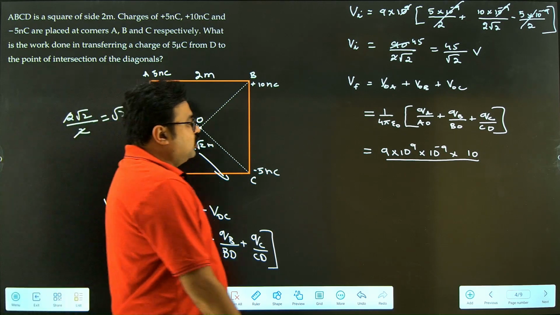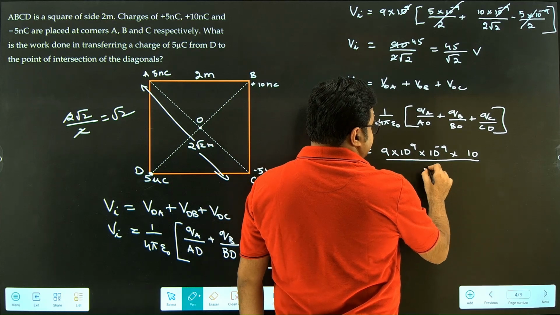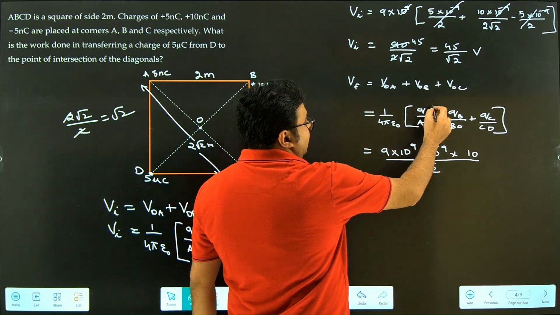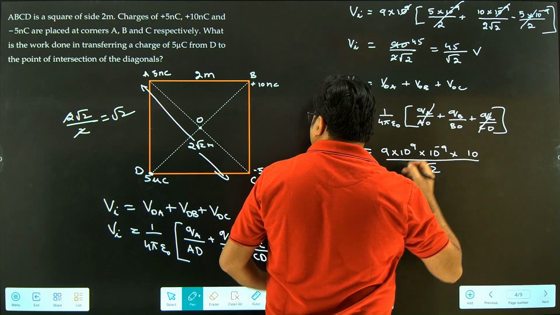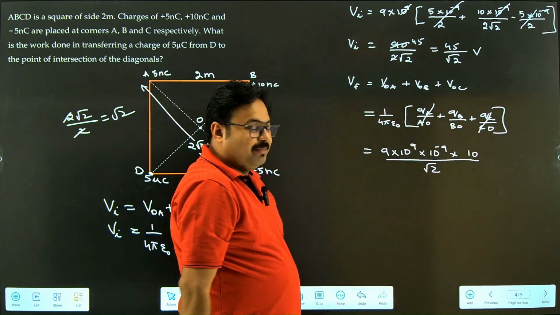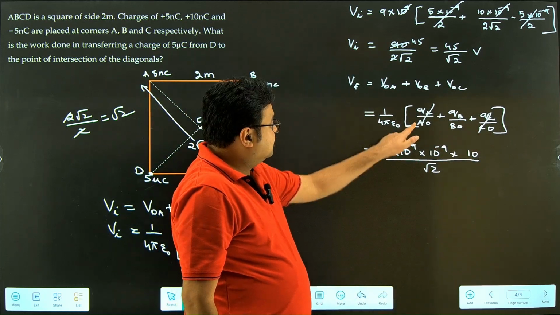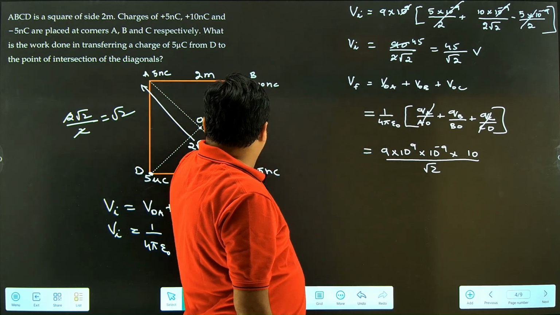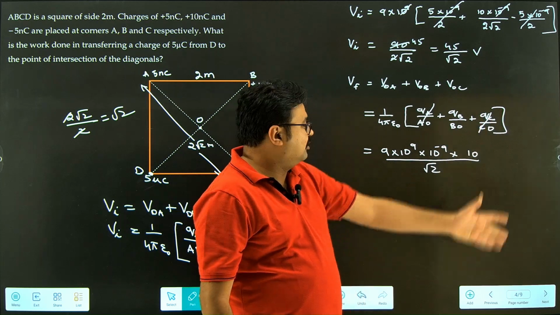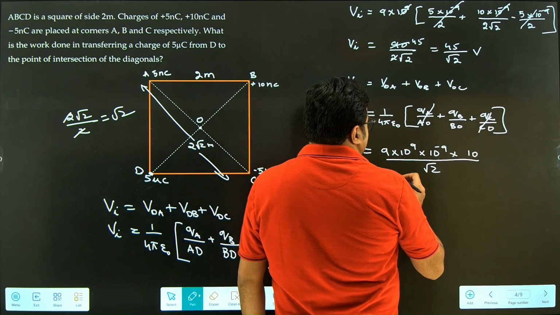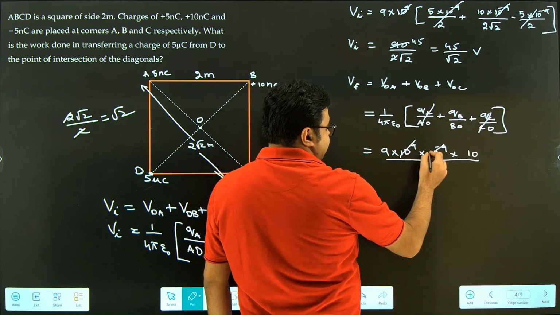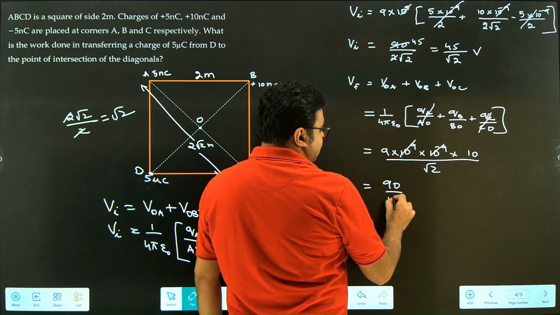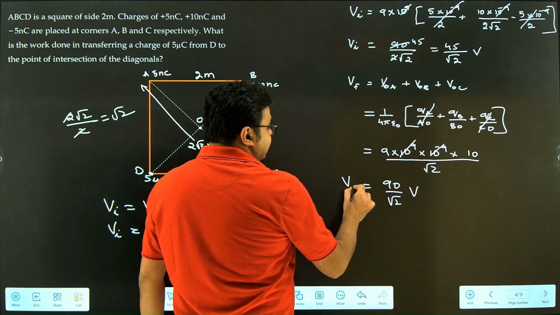That's all it is. So you can simply write it divided by root 2, because anyway QA and QC got cancelled with their denominators. All you have is root 2. The reason being, this is 5 divided by root 2 and this is minus 5 divided by root 2. So that's all you have. Now going further, all you have now is 90 divided by root 2 volt. That is the final potential.